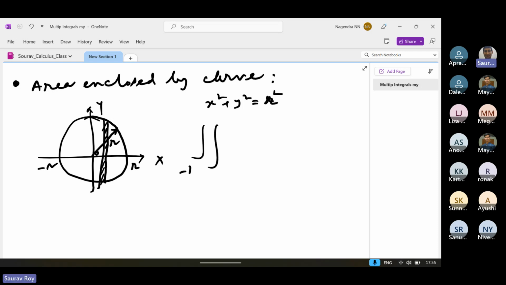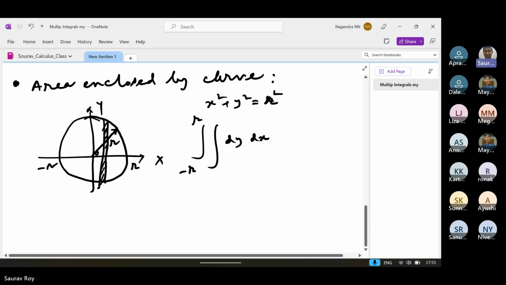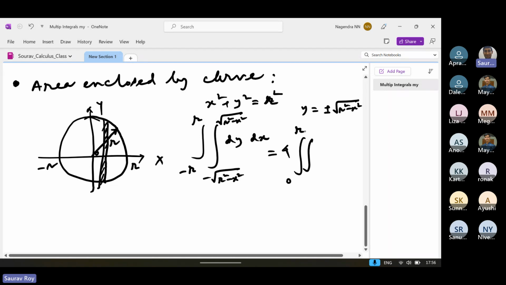So how do we do it? It's very easy: minus r to r, and we will take dy dx. It is the area of the strip, this continuum, this strip. So y equals... because these are symmetrical in all four quadrants, you can write it simply like this.